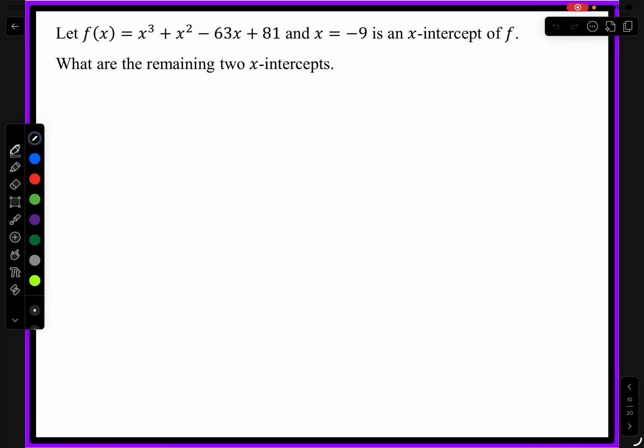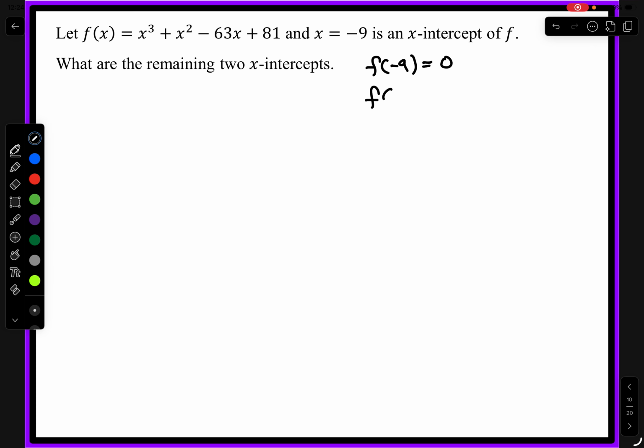In this example, similar to the one in your homework, we have the function f of x, and we're given that x equals -9 is going to be one of the x-intercepts of this function. Our objective here is to find the other two. Right now we know that f of -9 equals 0.